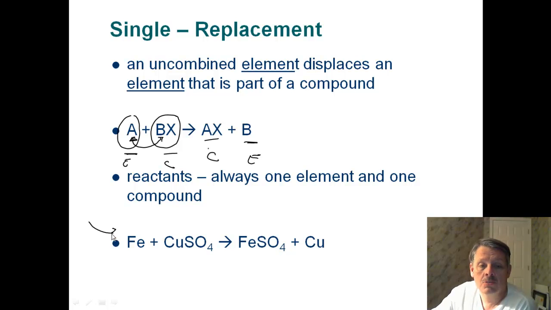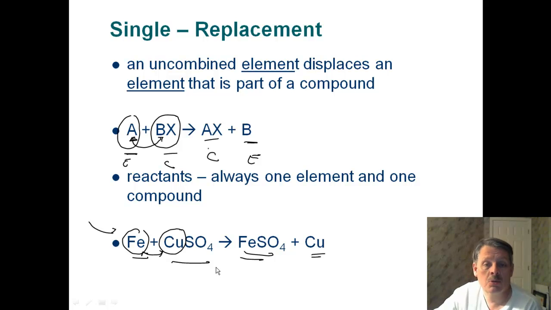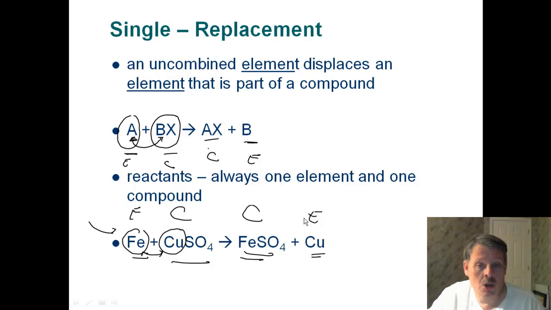So let's look at this reaction right here. For example, we have iron and we have copper sulfate. And iron is a metal and copper is a metal, and the 2 metals switch places. So the copper is now all alone on the other side, and the iron has bonded with the sulfate. So that is a single replacement reaction. The way you recognize it: element, compound, producing a compound and an element. And the compounds are different.